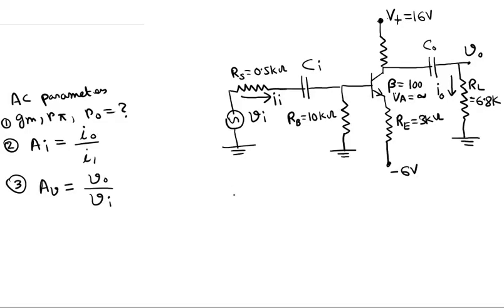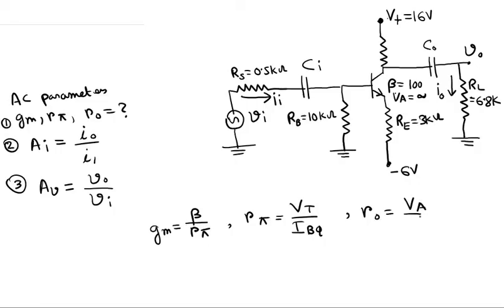So now note that GM is basically equal to beta divided by R pi, and R pi is basically equal to Vt divided by Ibq, where Ibq is the DC component of the base current, and our output resistance R0 is equal to Va divided by Icq.